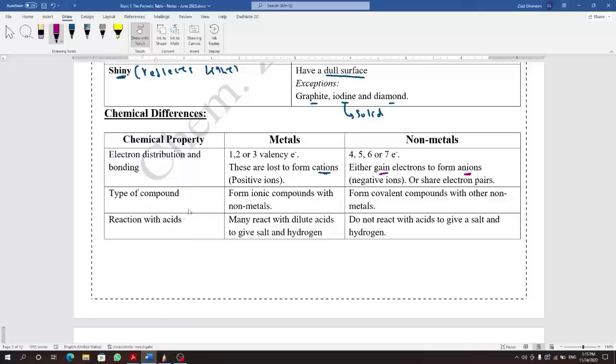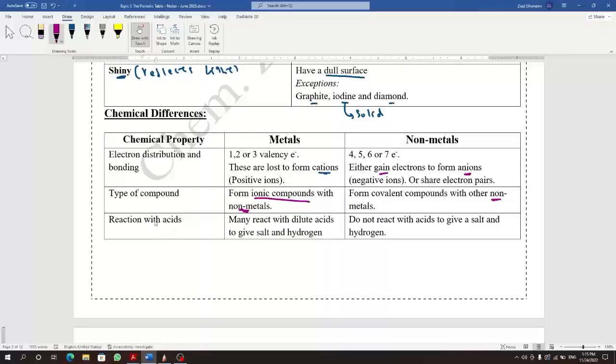As for the type of compounds, metals form ionic compounds, and we've talked about these in greater detail. You can check the video on them from the playlist. They form ionic compounds with non-metals. They are formed due to the electrostatic attraction forces between the positive ions and the negative ions in the crystalline lattice. The non-metals form covalent compounds with other non-metals.